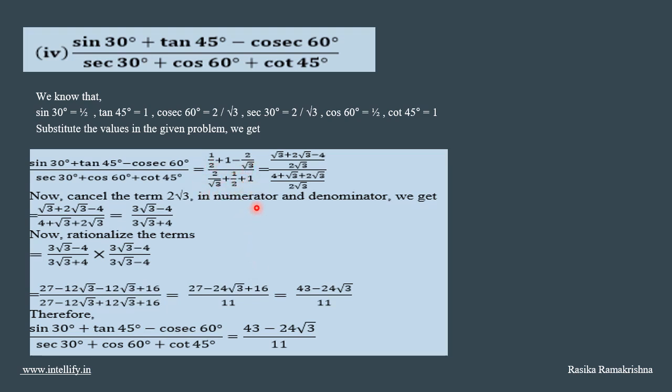Alright, so it is of the form, if you notice, a minus b by a plus b. I'm not going to be using that here, I'm just pointing that out. So you have root 3 plus 2 root 3 minus 4, whole divided by 2 root 3, whole divided by 4 plus root 3 plus 2 root 3, whole divided by 2 root 3. So now you can cancel out 2 root 3 and 2 root 3 and we obtain an expression, we rationalize it and we are left with 43 minus 24 root 3 whole divided by 11.